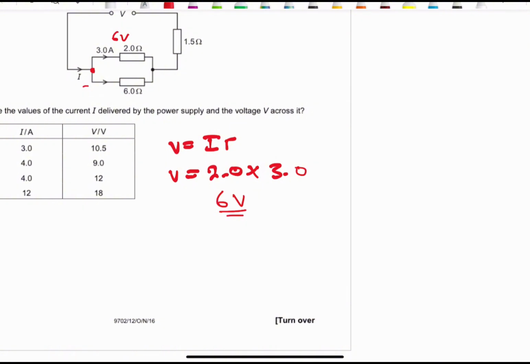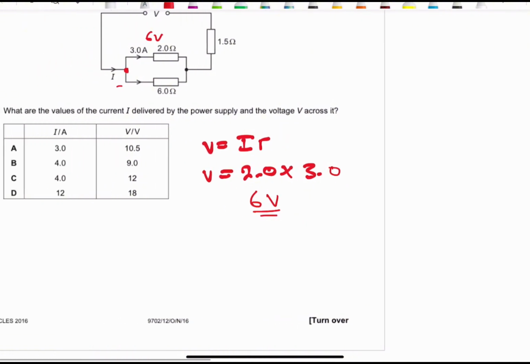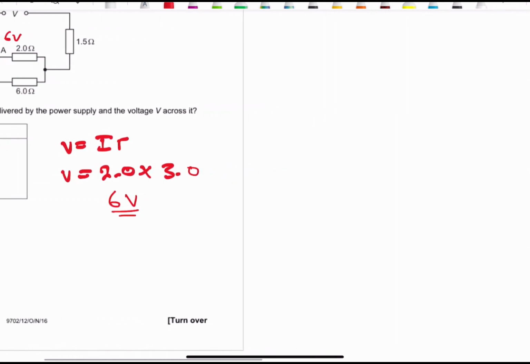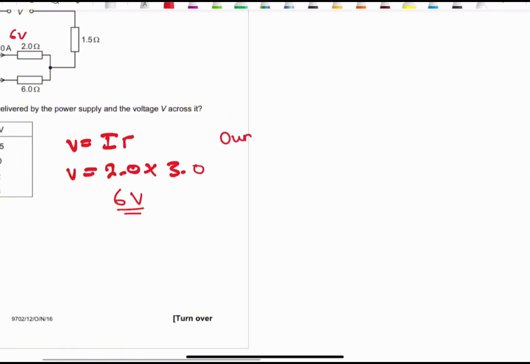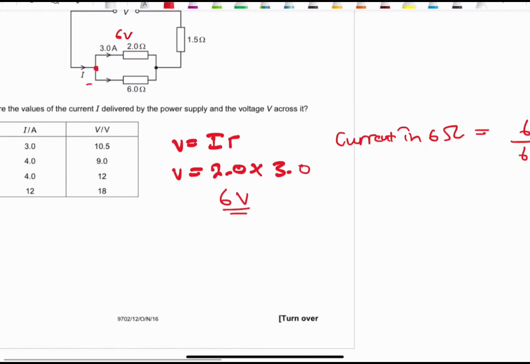because I can find the current in the 6 ohm resistor, and I can apply Kirchhoff's first law, right? So the current in the 6 ohm resistor will therefore be, what is the voltage across it? 6 divided by 6 will be 1 A, right? Meaning this is 1 A.